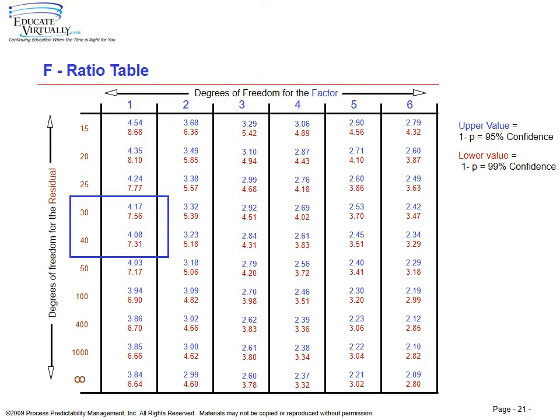After we do our interpolation, we find that the F ratio for a p-value of 0.05, 95% confidence, for 1 degree of freedom for a factor and 33 degrees of freedom for the residual is a value of 4.139. We're going to include that value in our calculation.